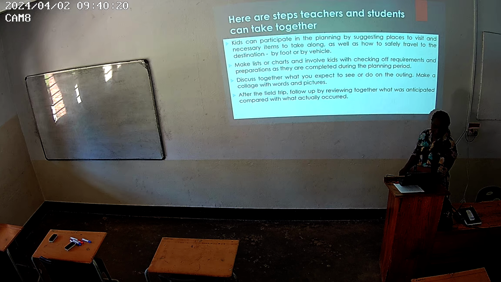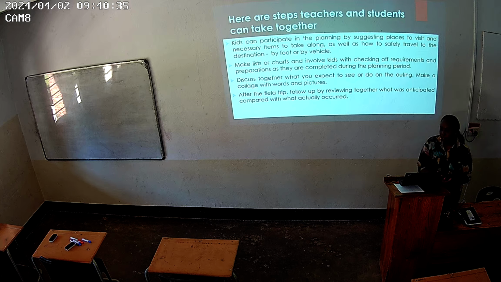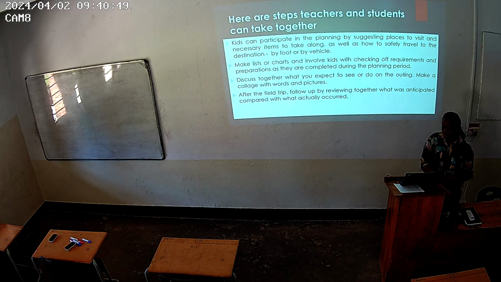After the field trip, follow up by reviewing together what was anticipated compared with what actually happened. So when you come back from the field trip or from the outing, sit down with the kids and do a review. They are also human beings. So you sit down with them and ask them, how did it go? They will tell you, this happened, we should have done it this way. So it's important that you also do a review, you evaluate afterwards.